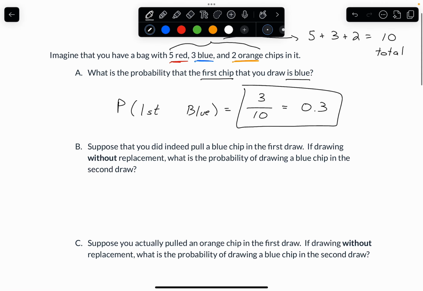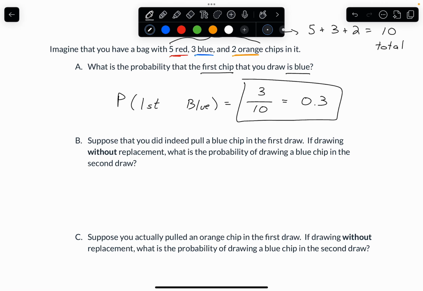Okay. Moving on to part B now. So now this says, suppose that you did indeed pull a blue chip on the first draw. So you did indeed pull a blue chip on the first draw. Again, this is my given. This is going to be a conditional probability here. So we're talking about a conditional probability where the fact that we know is that the first is blue.